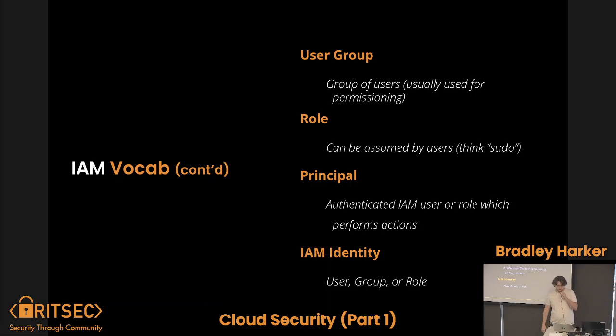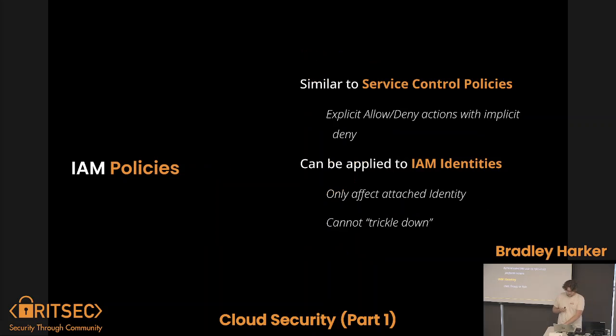We have a principal. Whenever we talk about an IAM principal, that's someone who's authenticated or authenticated as a role to perform actions. That's their effective permissions. And then an IAM identity is just a user, group, or role. IAM policies, which I alluded to earlier, can be applied to any identity, so user, group, or role. They're similar to service control policies. They allow and deny actions, but they only affect the attached identity. They don't trickle down like the SCPs do.